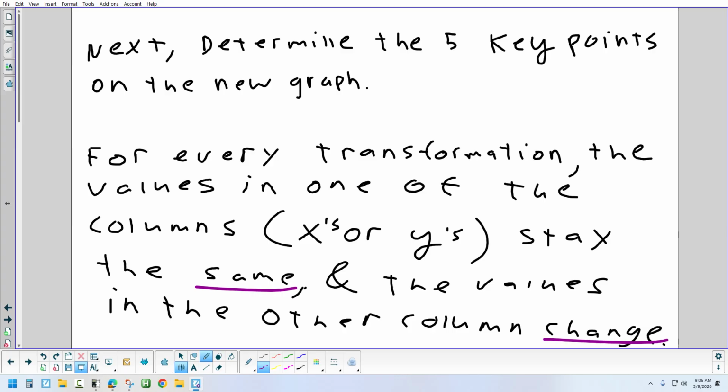If I gave you a problem that, say, shifted the graph left 2 units and up 5 units, then everything would change. Okay? Because moving it left would change the x's, moving it up would change the y's. We're never going to do one that has more than one transformation per problem. Okay?